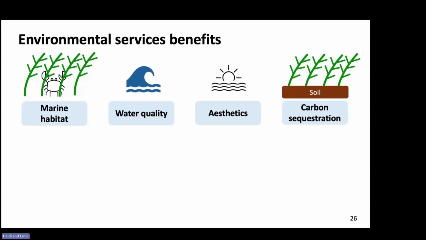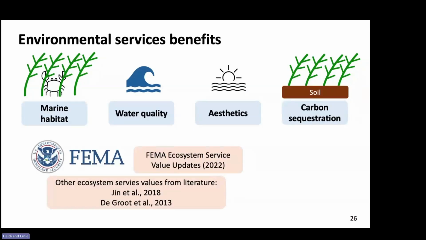Marshes are also important for the environmental services. The wave attenuation favors marine habitat because it has a reduced wave intensity and flow velocity within the field, so that younger or smaller marine habitat can survive. Marshes also provide benefits in water quality, aesthetics for the environment, as well as carbon sequestration, favoring the deposition of sediments.